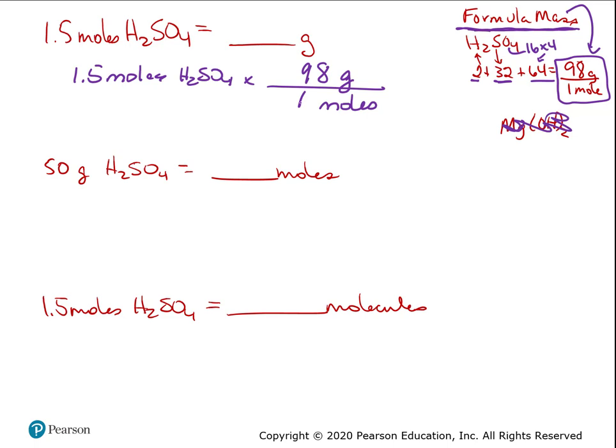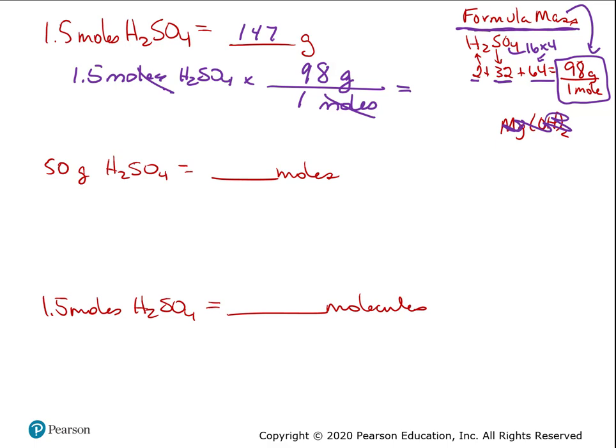So this will always help you make sure you divide when you should or multiply when you should. So notice that moles and moles cancel. So I take 1.5 and multiply it times 98. 147.